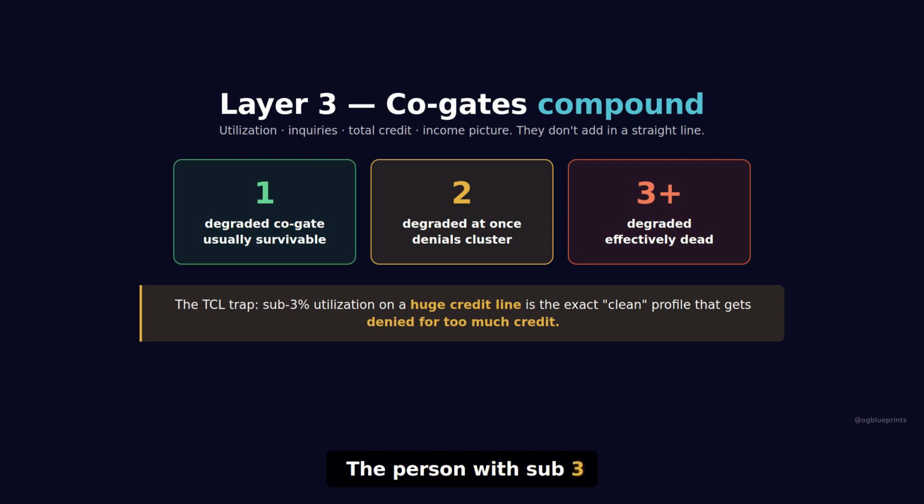The person with sub 3% utilization on $200,000 of total credit, the clean profile everybody chases, is the exact profile that gets denied at one of these issuers. Clean utilization, denied for too much credit. That's a layer 3 code gate doing its job.